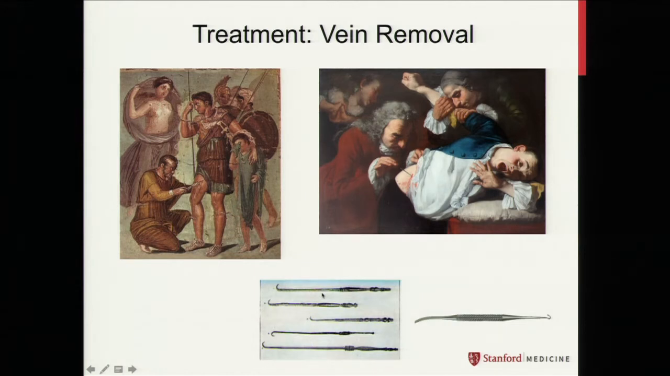Even in the 1700s, 1800s, people were pulling out veins with hooks, these varicose veins. They are very similar to some of the instruments we use now. We still use these hooks. So the treatment of pulling out veins was started over 300 years ago, and there's still some parts of that treatment that we do.